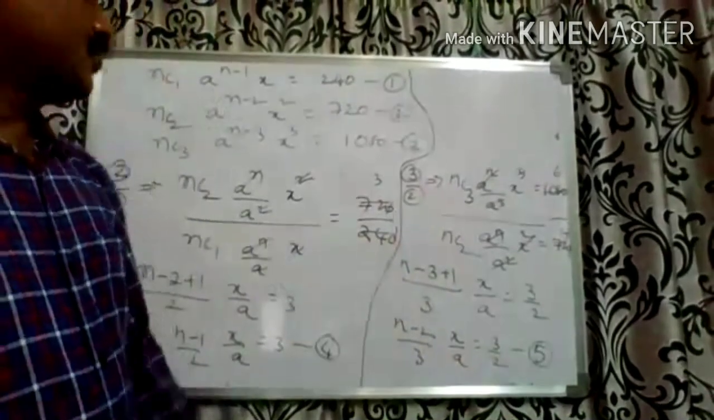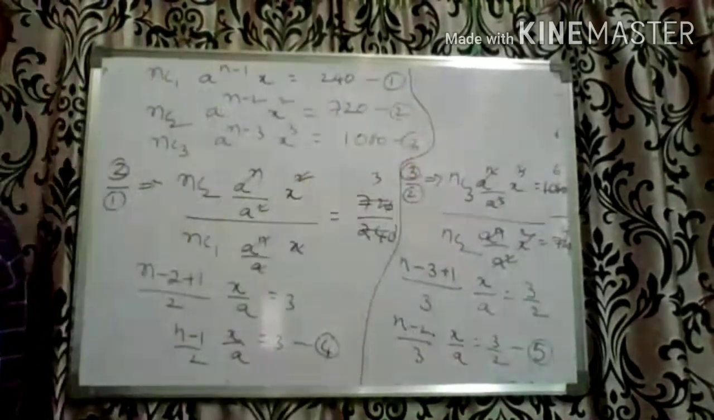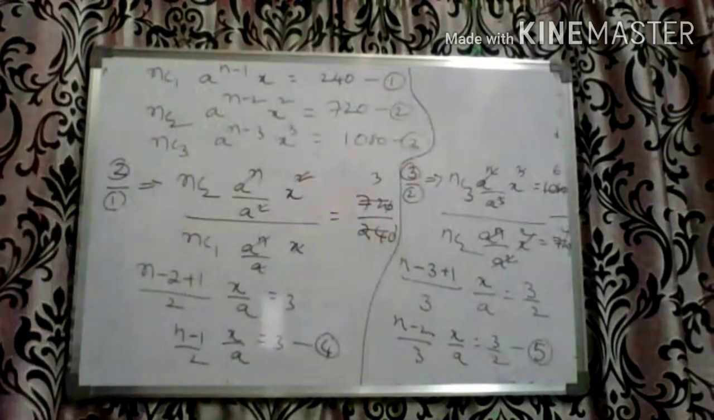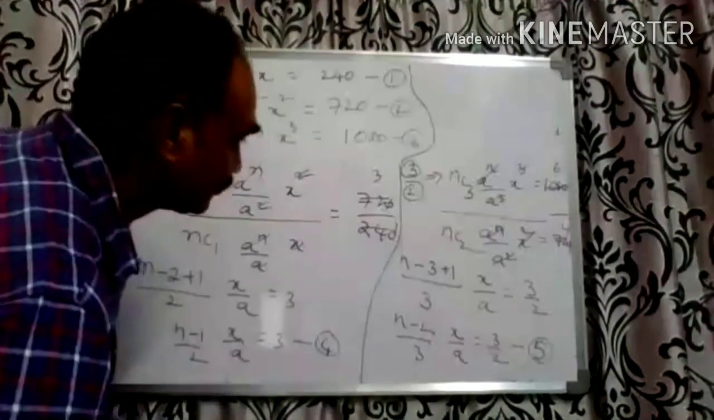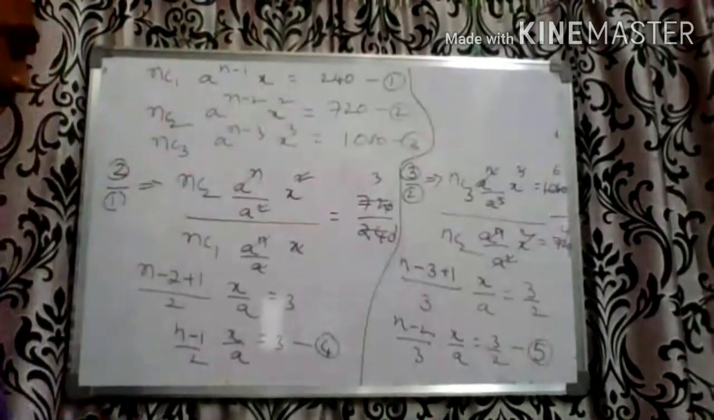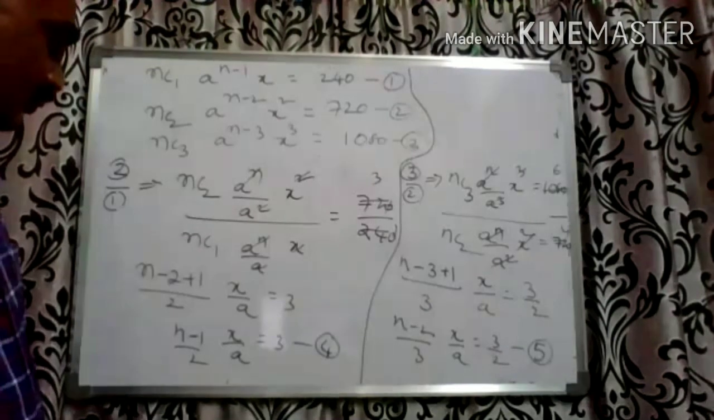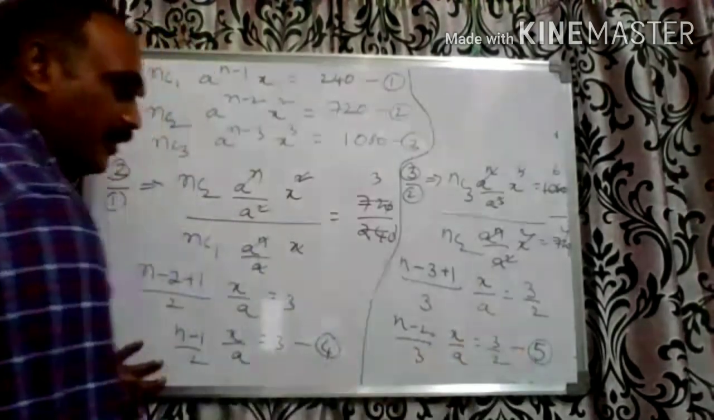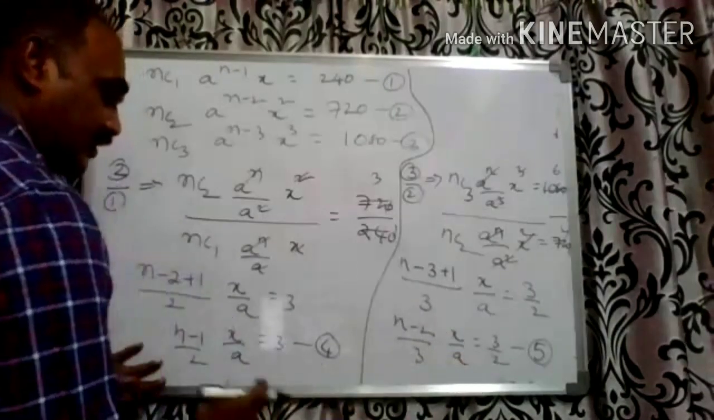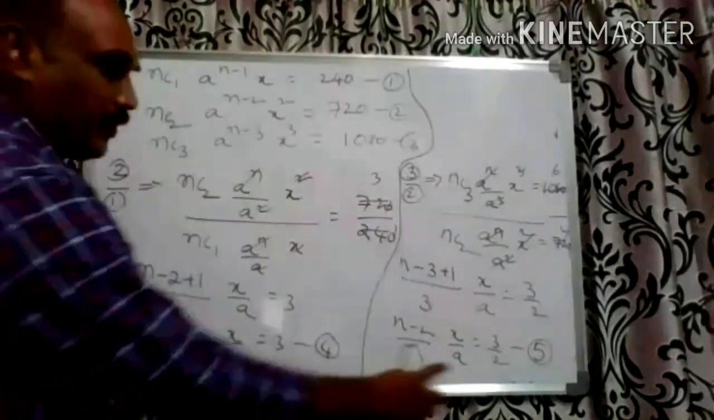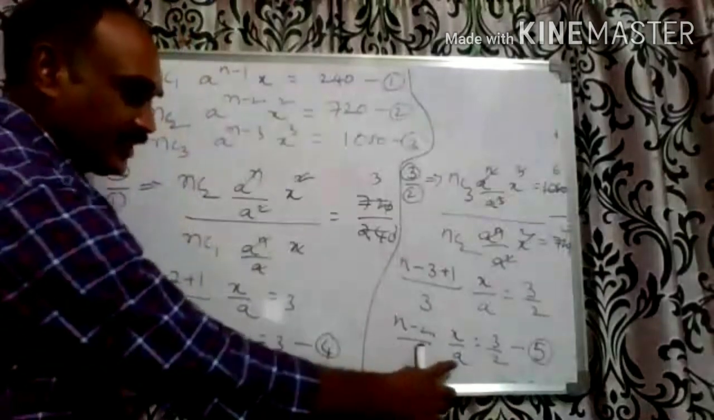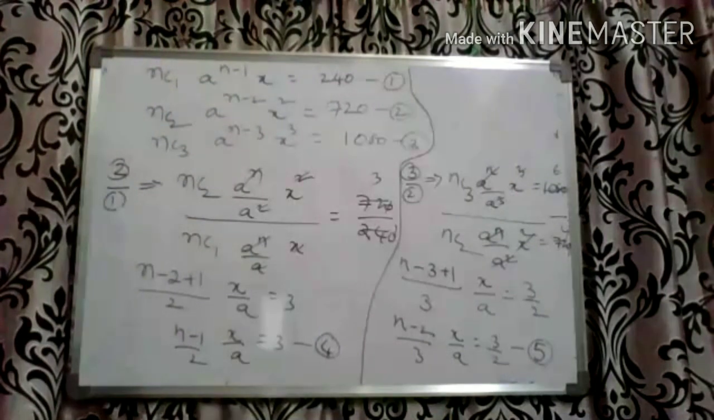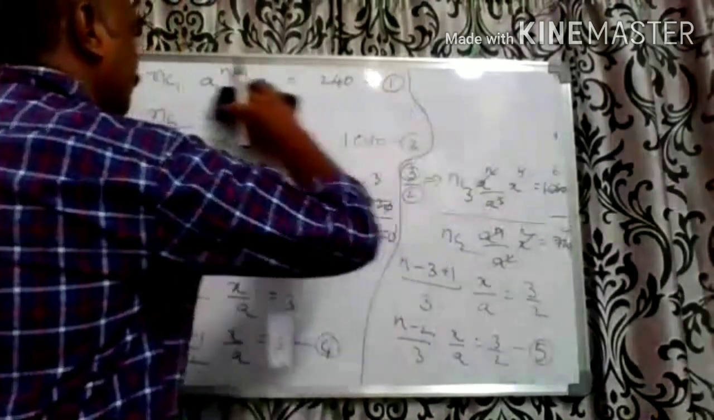Equation number 5. Solving 1, 2, 3, 4, 5, find a, x, n. Suppose dividing 4 by 5, x by a gets cancelled, we get n. So next, 4 by 5, equation number 4 by 5.